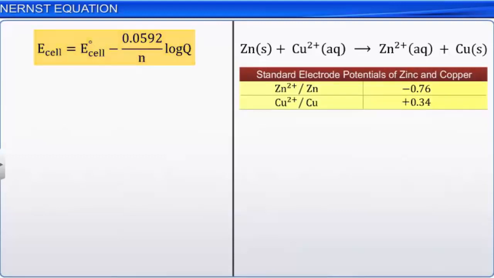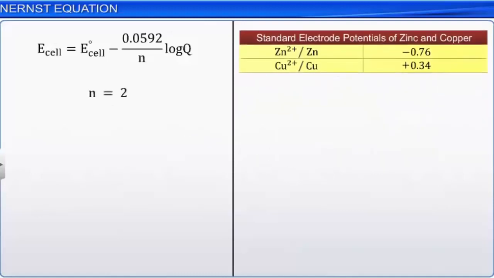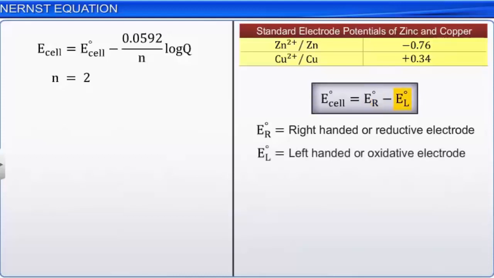From the half reactions, we see that 2 electrons are transferred in the overall reaction. Therefore, n equals 2. Now, we need to find E naught cell by using the equation shown here. E naught R is the electrode standard potential of a right-handed or reductive electrode and E naught L is the left-handed or oxidative electrode.